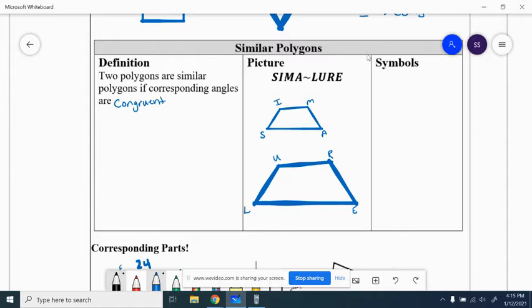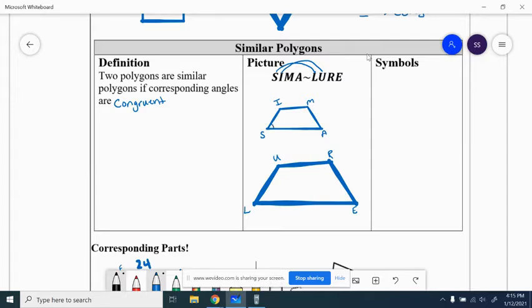Okay, so we've got picture SIMA is similar to LURE. I've got two trapezoids here. Basically, with these being similar polygons, I know that these corresponding angles will be congruent. So S will be congruent with L, I will be congruent with U, and so forth. We can go ahead and show that with our congruent markings.